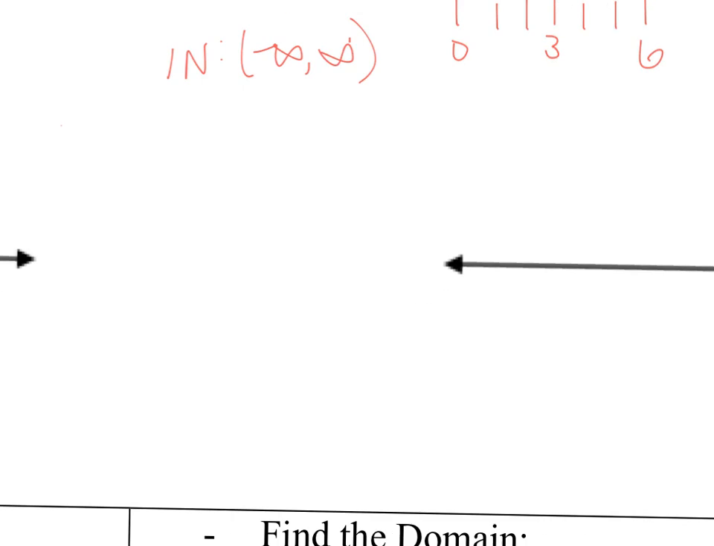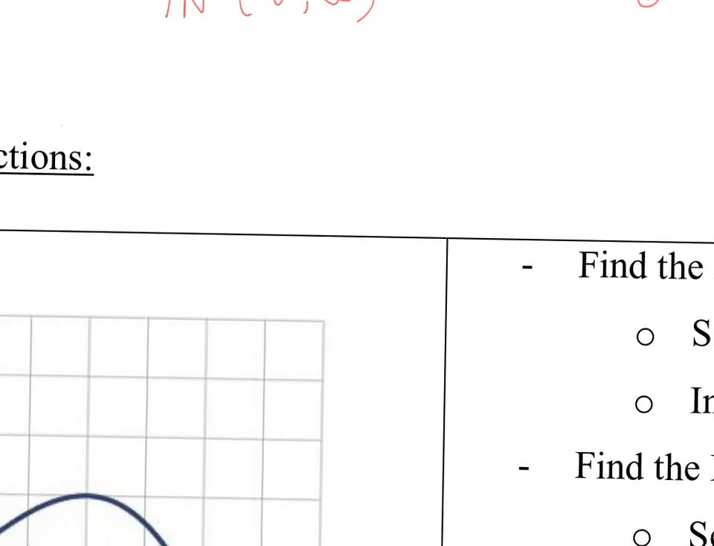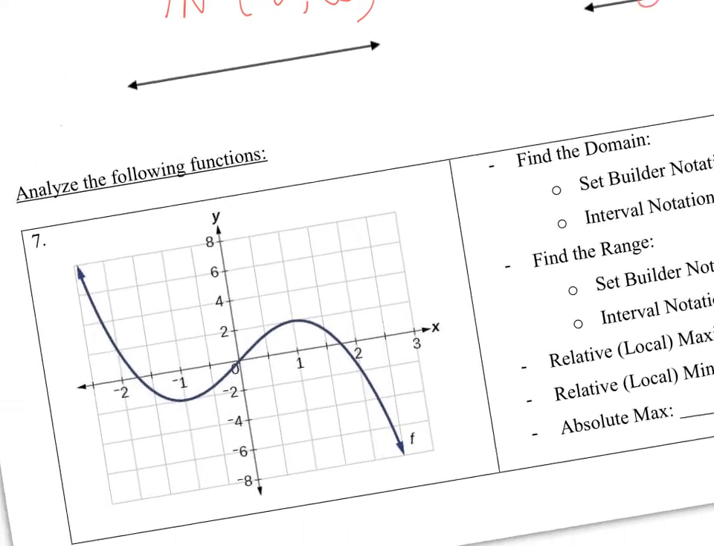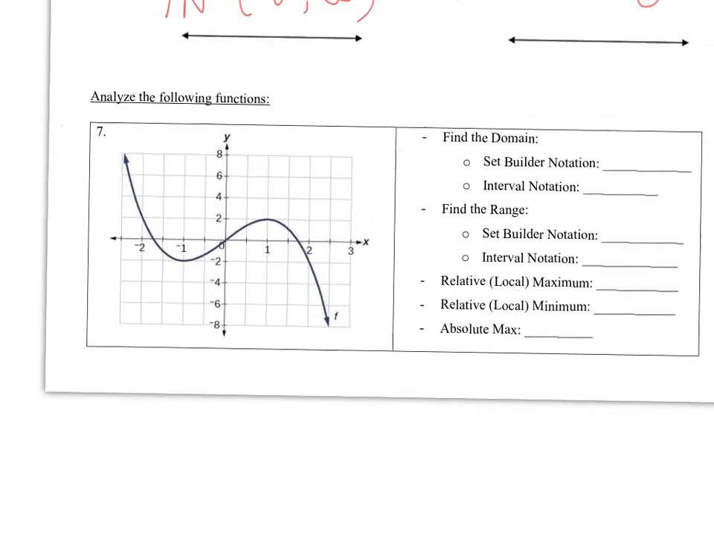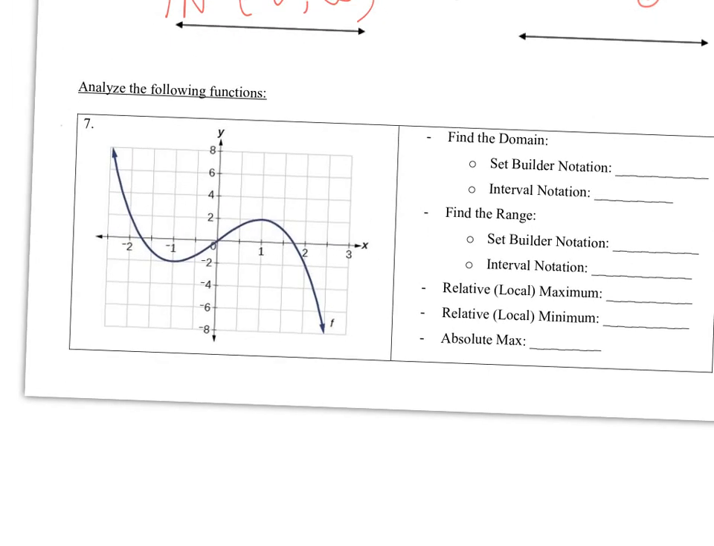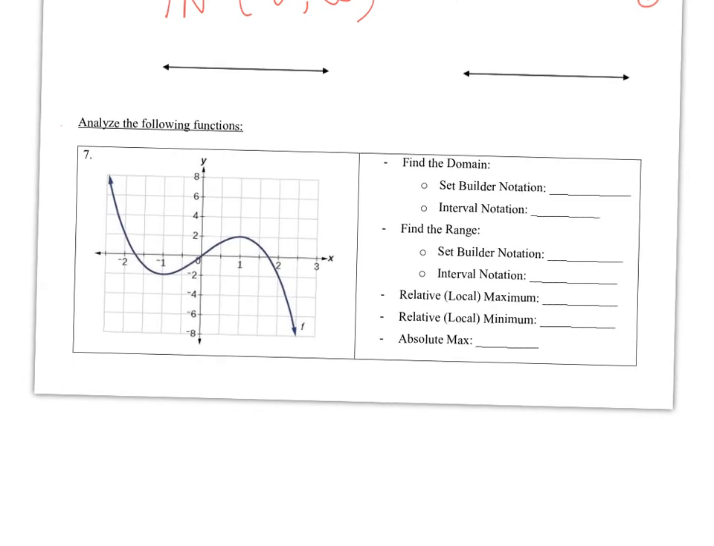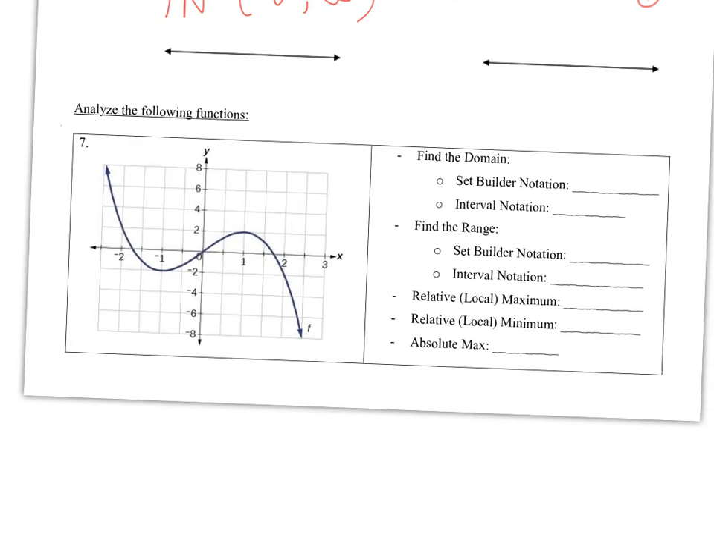So let's now check out what number 7 says. Number 7, find the domain. So the domain, I want it in set builder notation and interval notation. I personally find interval notation is easier, so I'm going to do that first and then go from there. So interval notation, all the way to the left, that's an arrow, and all the way to the right, that's an arrow. So my interval notation is negative infinity to positive infinity.